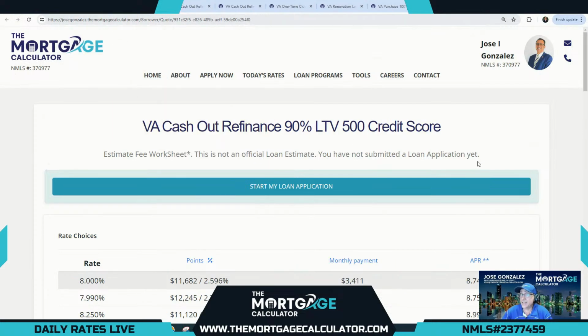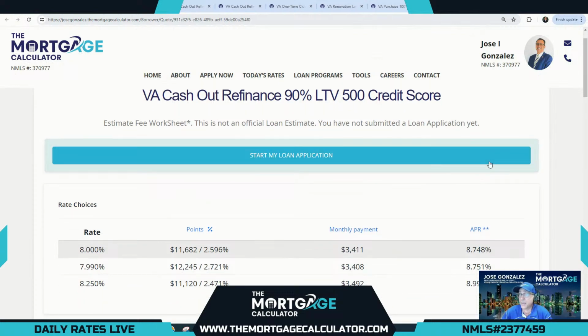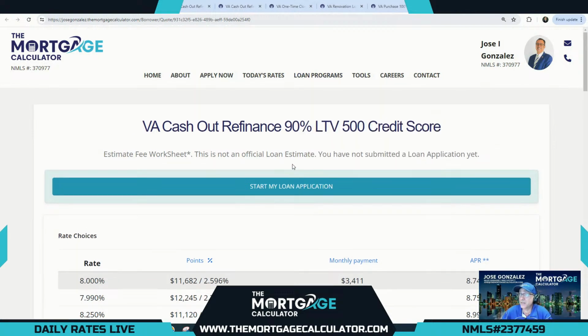And then our VA cash out 90% LTV with a 500 credit score. Yes, we can. This is not a typo. 8.25 is your lowest cost option, and you can buy that down to 8%. Not very many options. The 7.99 snuck in there, folks. That was my mistake. But 8.25 lowest cost option, 8% lowest rate option for 90% LTV, 500 credit score, cash out refi.